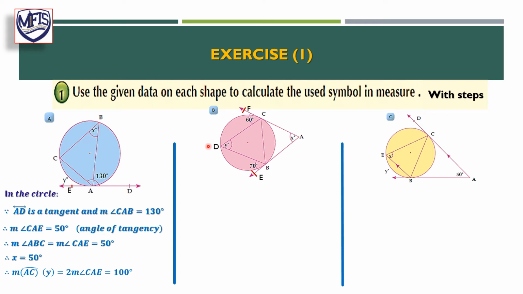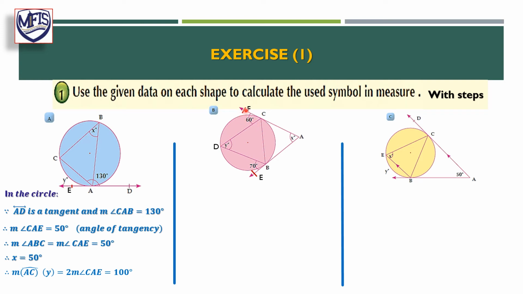Now, look at problem number B. I want to find the value of X and the value of Y. What is the given here? Here I have two angles of tangency. The first one, angle DBE equals 70 and the angle DCF equals 60 degrees. And I want to find the value of X and the value of Y.